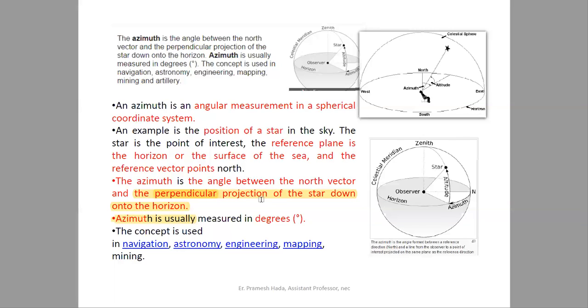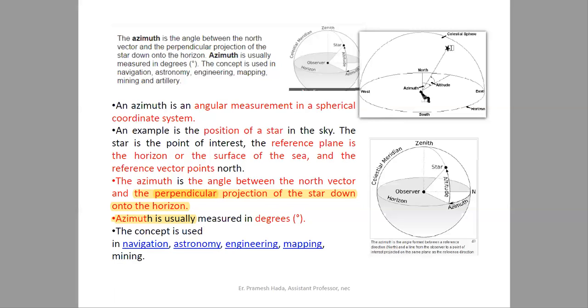Azimuth is the perpendicular projection of a star down onto the horizon. Azimuth is generally measured in degrees. We all know this. This concept is used in navigation, astronomy, engineering, mapping, and mining, as discussed earlier. Just keep this in mind: what is azimuth?